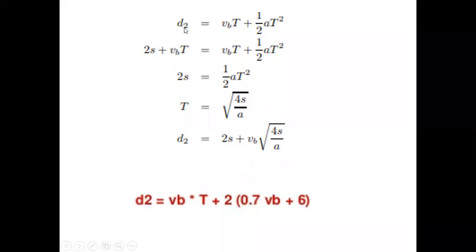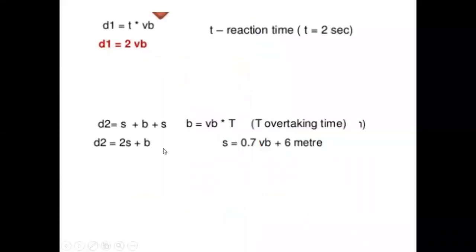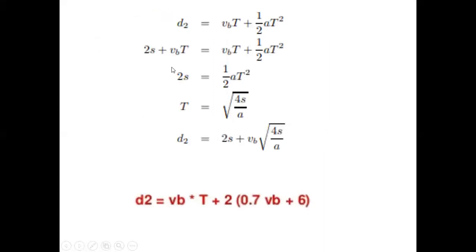Now we know d2 is equal to 2s plus b, correct? In that, b is equal to vb times capital T. So I'm substituting the entire thing and bringing it to this side. So I'm going to equate s is equal to ut plus half at square. That's it, right? S is d2 here. S is equal to ut plus half at square. My d2 I know, 2s plus b. B is vb times T is equal to ut plus half at square. That is speed and time. I have changed it accordingly.